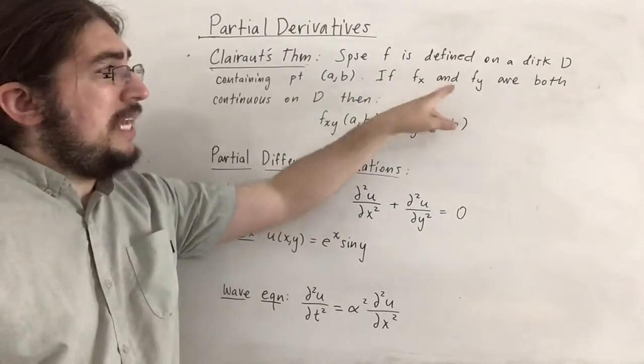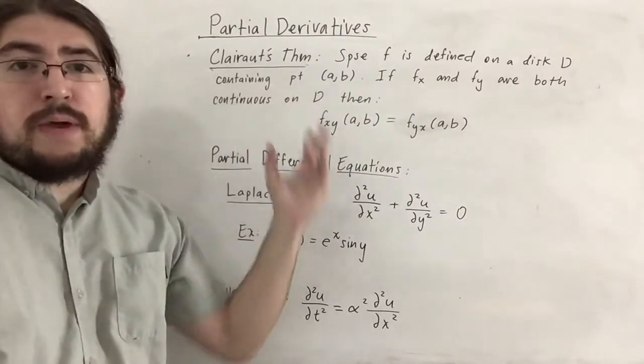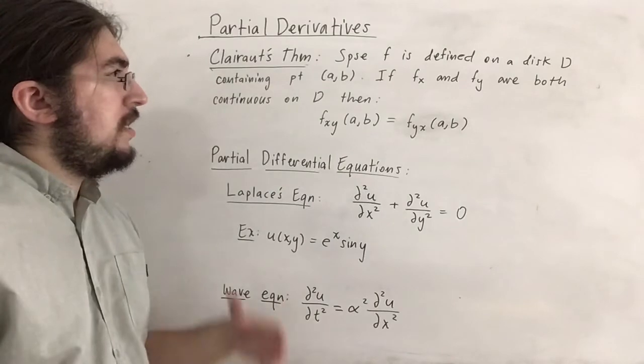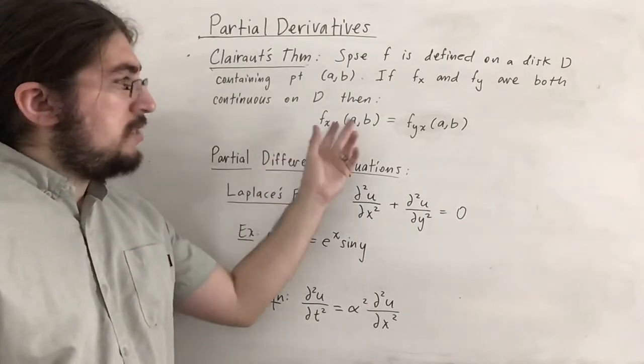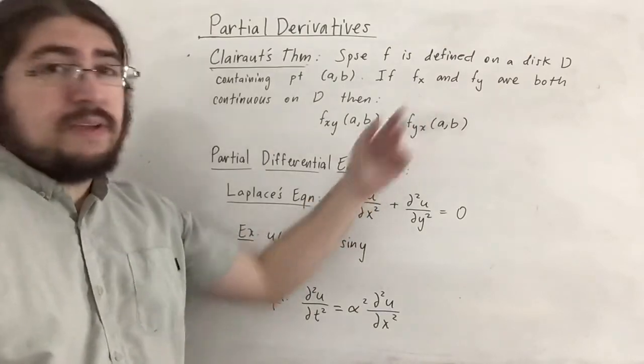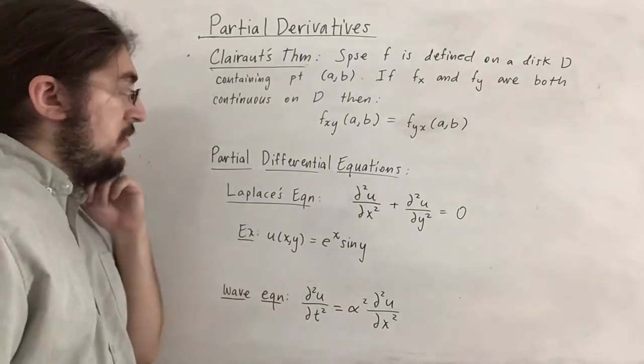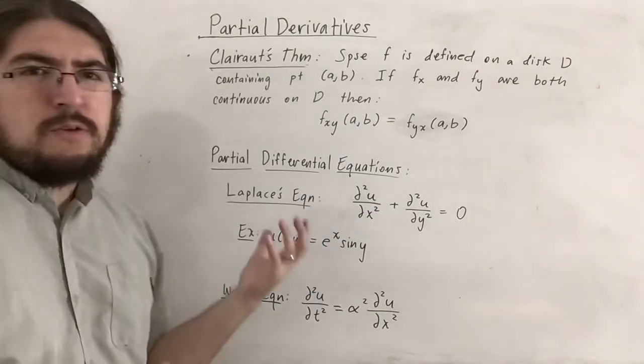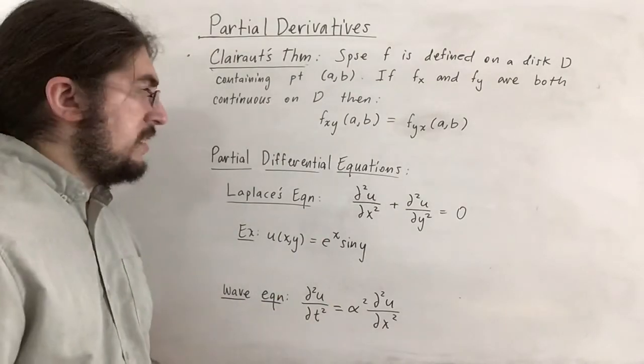If fx and fy are both continuous on this domain, or in this set, then it is true that fxy of (a, b) and fyx of (a, b) are the same. They have the same value. I'm not going to do an example of that because we kind of saw one in the previous example.